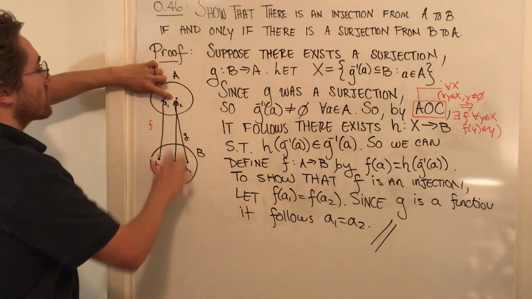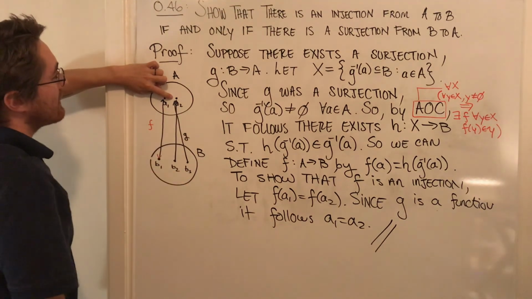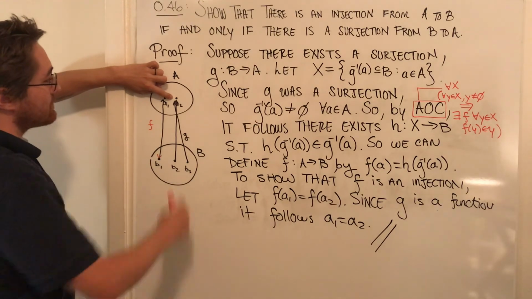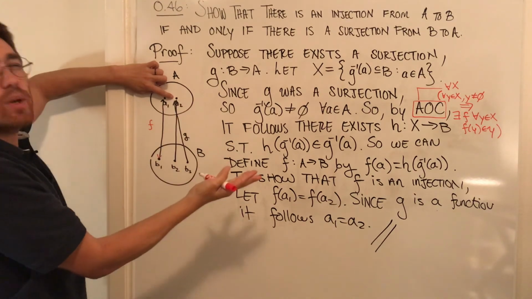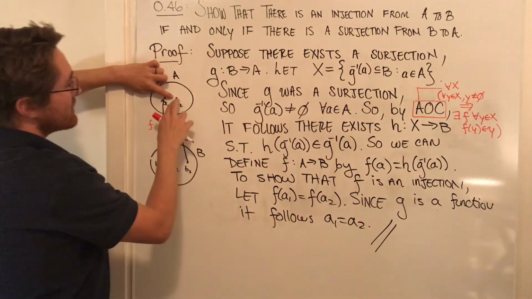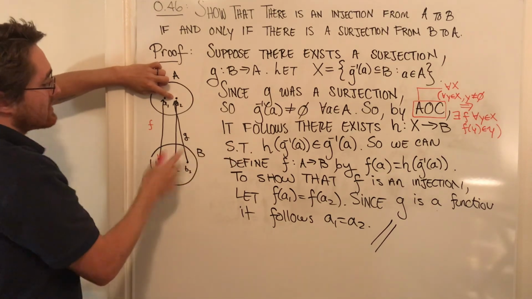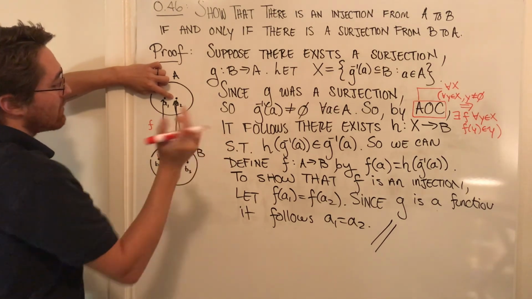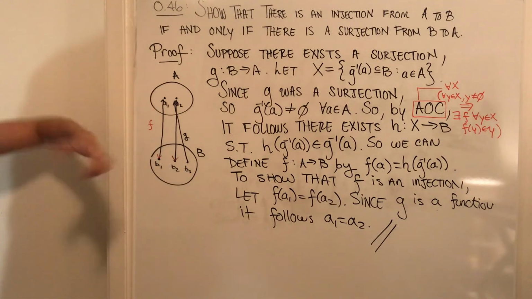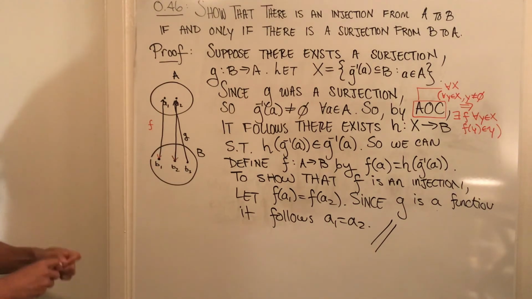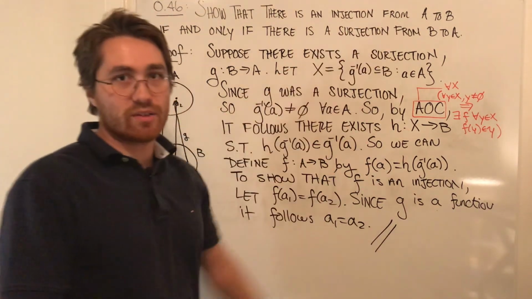Now here's the issue. First off, I need it to be a function, so this can't be happening. And I need it to be an injection. This is where the choice function comes in. This is why we needed it. It's going to say, well, there's two here, just pick one. Let's say I pick this one right here, and then I don't care about the other one anymore. So f is going to take A2 to B2. Remember, I don't need a surjection. If nothing gets mapped to B3, so be it. It doesn't matter. All I need is an injection.